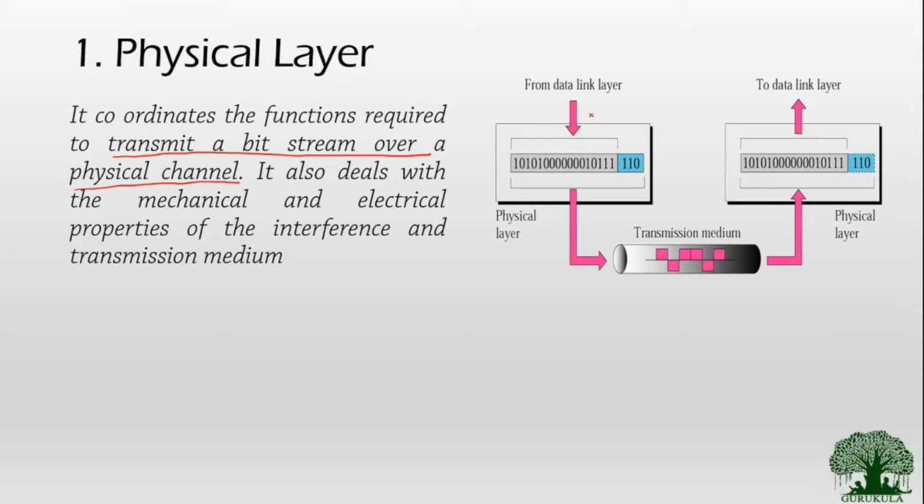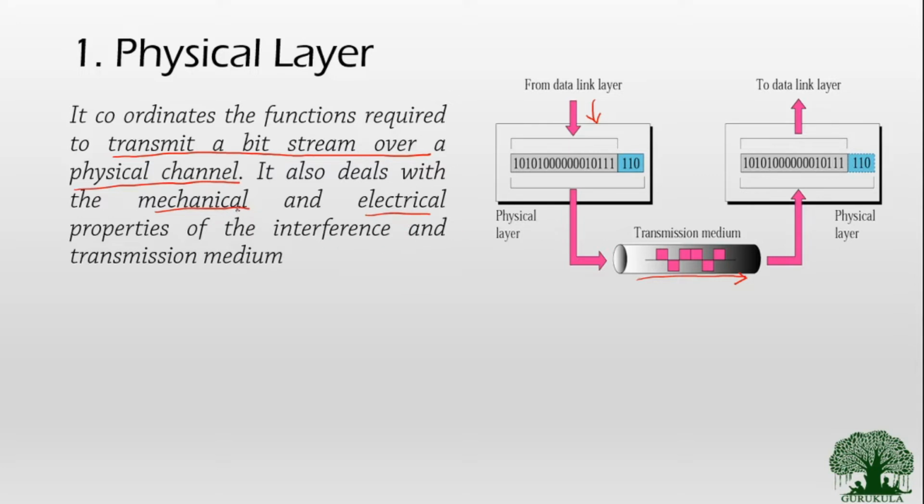So your physical layer will get data from the upper layer called the data link layer, and all the information received from the data link layer will be in the form of ones and zeros. Your physical layer is responsible for transmitting this data in a suitable format over the transmission medium. The mechanical properties and the electrical properties will be taken care of by the physical layer.